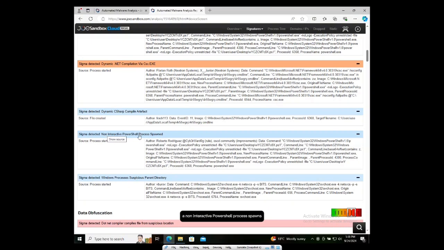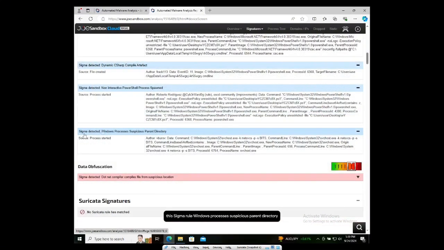A non-interactive PowerShell process spawns when the user is unable to interact with PowerShell and execute code by itself. Any PowerShell scripts that are run on their own are noteworthy and should be further analyzed, and we will see cases of this later in the report. This Sigma rule, Windows processes suspicious parent directory, refers to a situation where a legitimate process, like command line, PowerShell, or other system processes, are executed from an unusual or unexpected location. Common suspicious directories might include any temp files, the users directory, or the System32 directory.